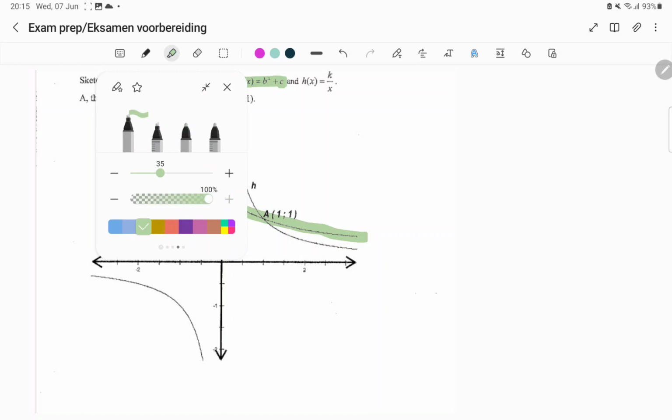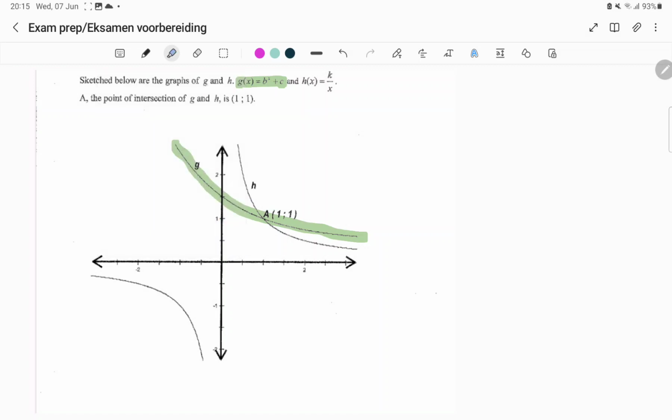Right, then it also gives me h of x, which is equal to k over x. So we know whenever x is in my denominator, wanneer ook al x in my numerus, I know that I have a hyperbola. Alright, or in Afrikaans, a hyperbool. So that is my blue graph.